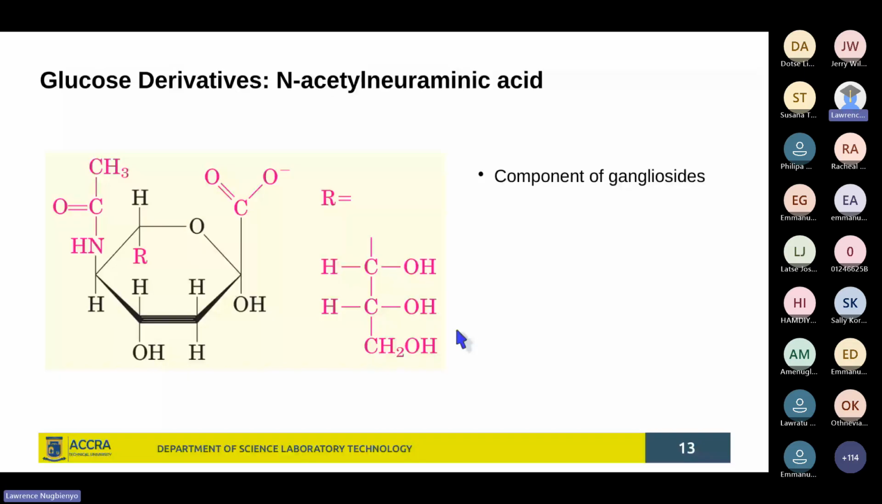You find N-acetylneuraminic acid as a component of some of these gangliosides. So you find them in the brain. They are in the biomembranes of some brain cells, some cells of the nervous system, neurons. So that's where you find some of this N-acetylneuraminic acid.